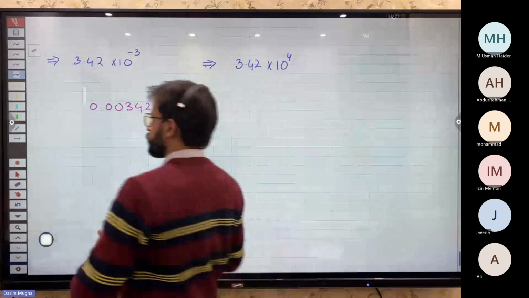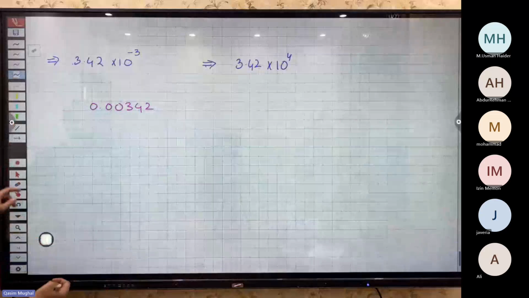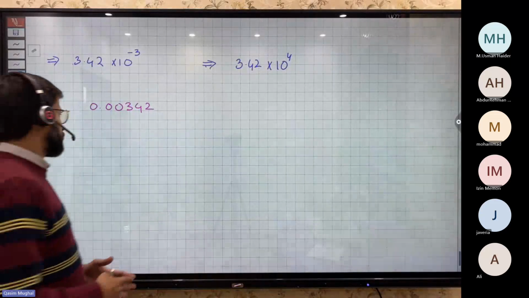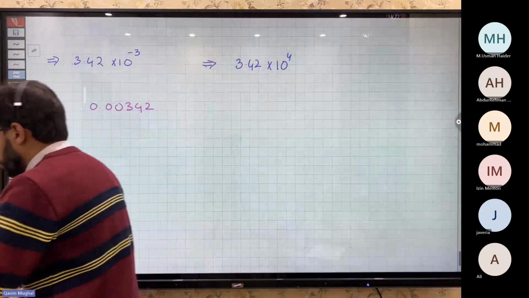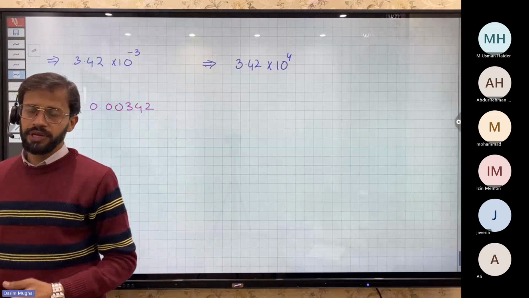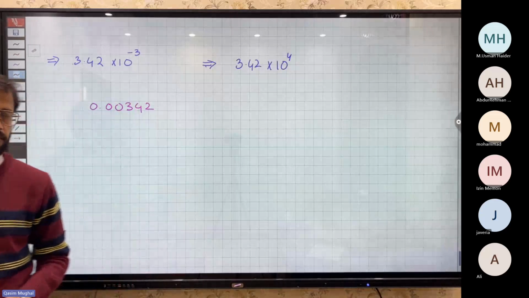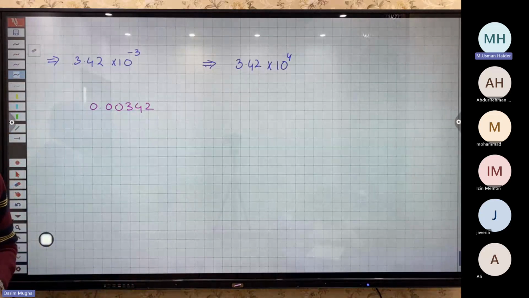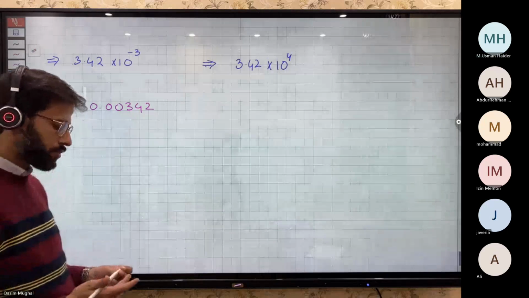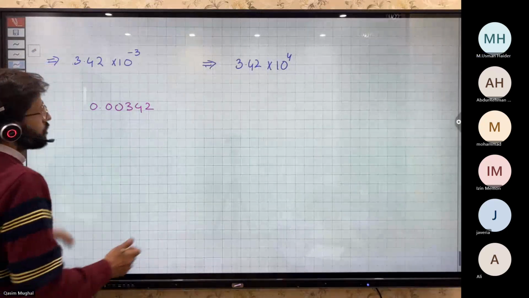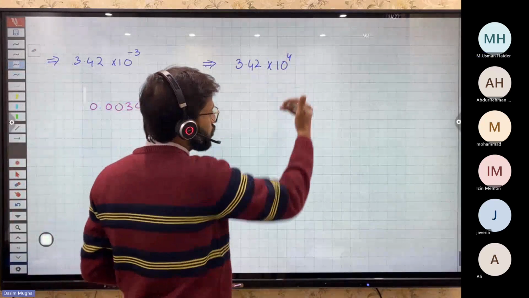So -4 means you are decreasing the power of 10. When you decrease the power of 10, Usman, what happens to the decimal? Where does it go? To the right or to the left? When I'm decreasing the power of 10. Right. Right, excellent.